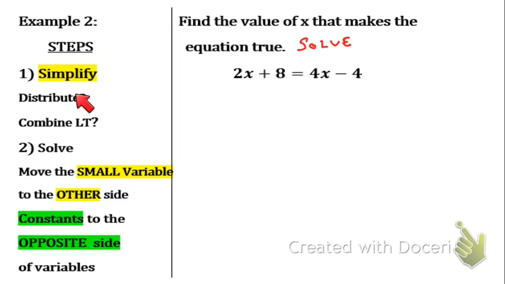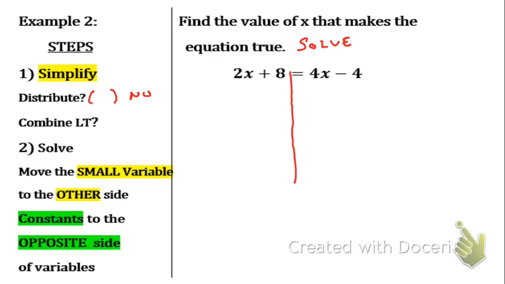Okay, all right, so let's go through the steps. We need to simplify first. Do I need to distribute? Do you see any parentheses? And the answer is no. Do I need to combine like terms? Well, let's draw a line. Let's see, that's a variable, that's a constant. Variable, constant. So there's nothing there. There's no terms that are the same on the left side or the right side. So we're good to go.